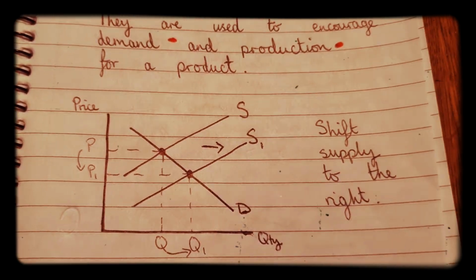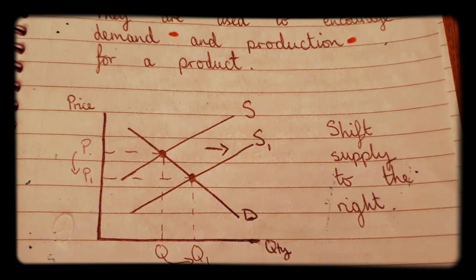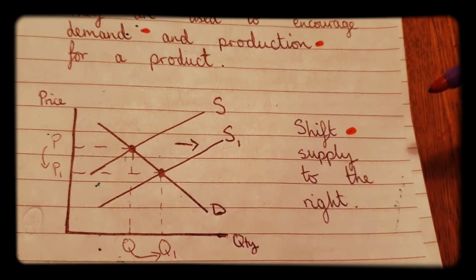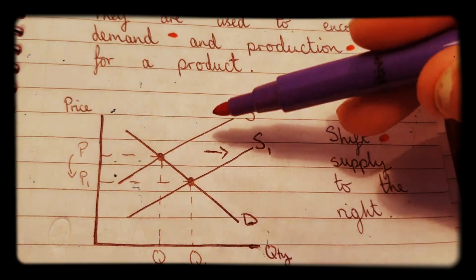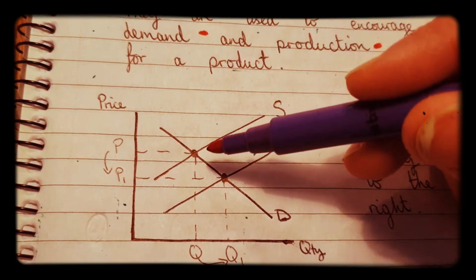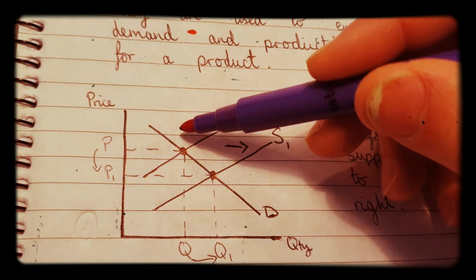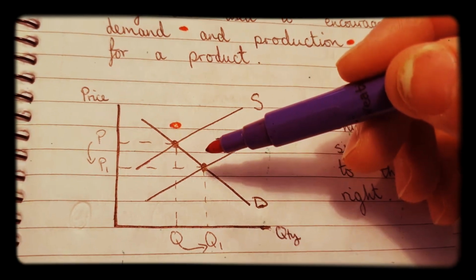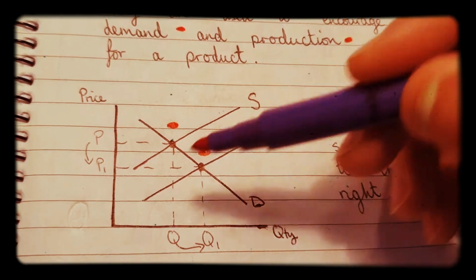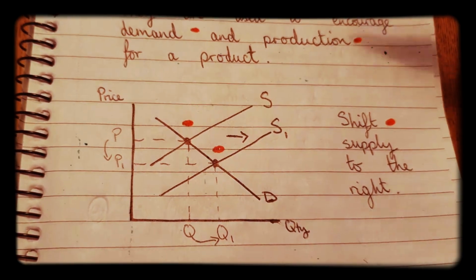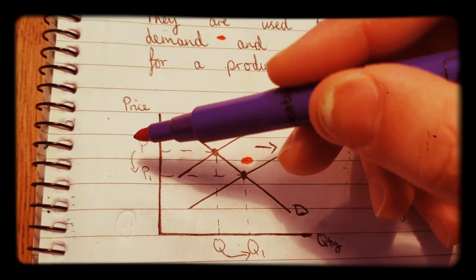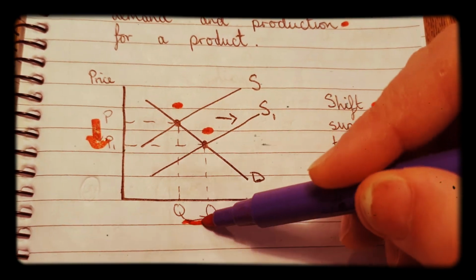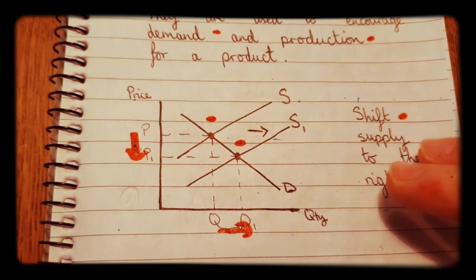Okay, so how does a subsidy affect the demand and supply curves? Well, what it does, a subsidy shifts the supply curve to the right, as you can see in this diagram. So supply shifts to the right. We initially started at this point here, and now we are at the new equilibrium position here, okay, P1, Q1. So it's having the effect of lowering price, as you can see, and increasing quantity.